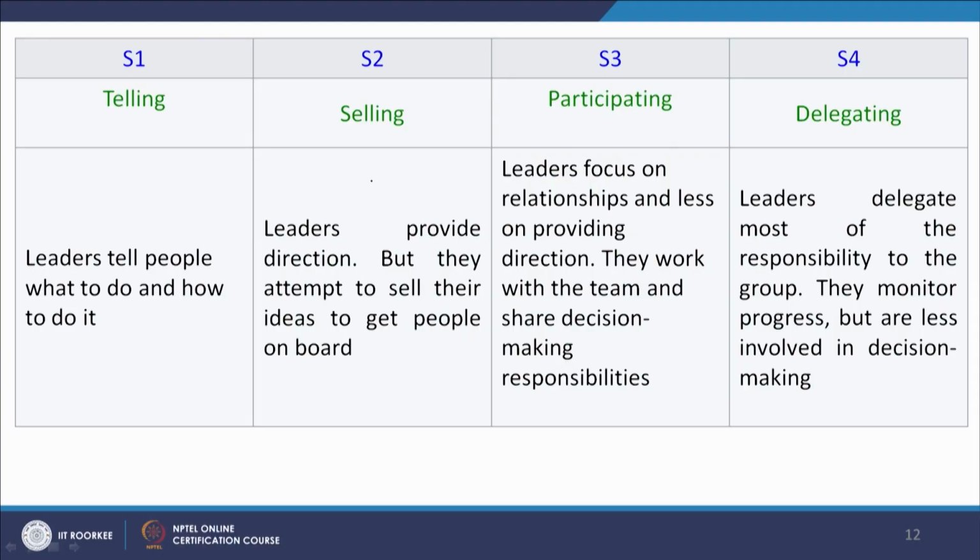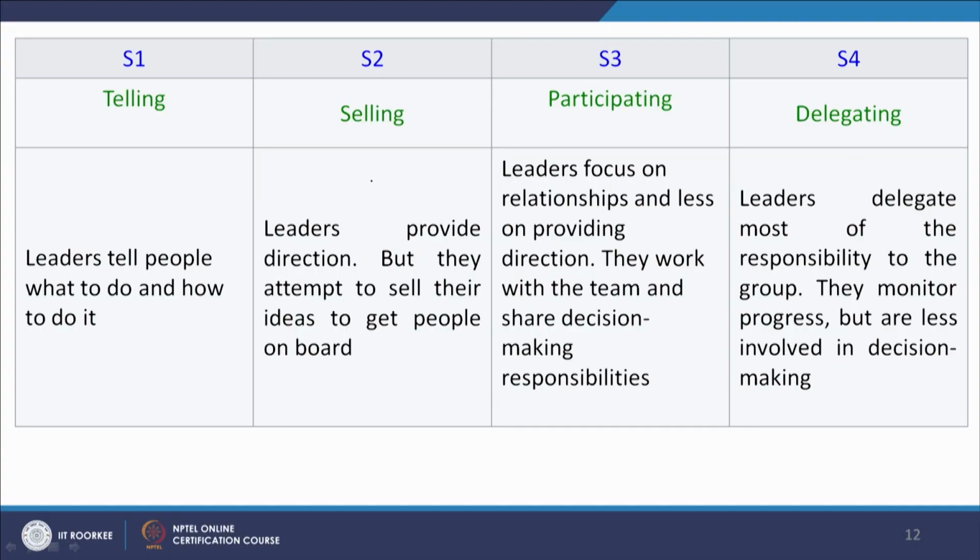The other is selling. Leaders provide direction, but they attempt to sell their ideas to get people on board. That means maybe the followers are skilled enough to perform the job, but at the same time they need some detailed directives, so that the followers can take interest in those directions and then come into the job. The other is participating.